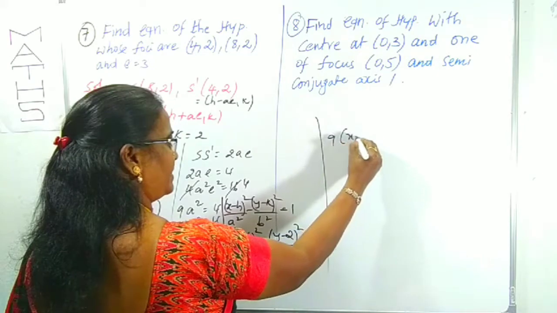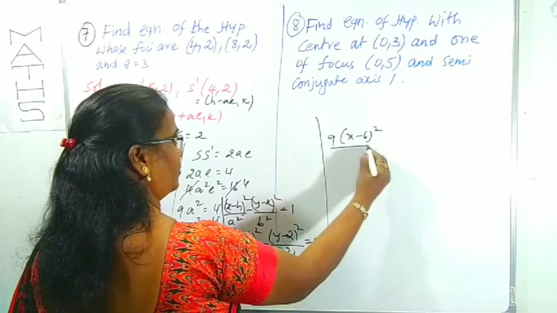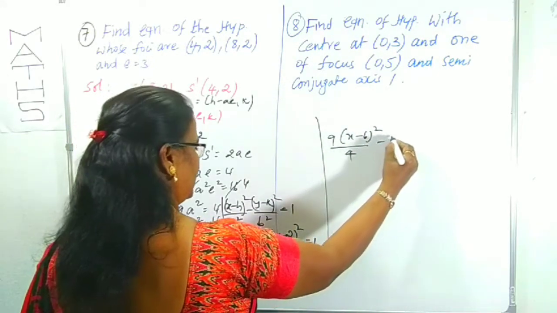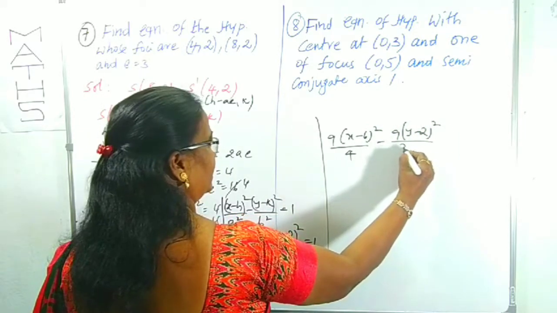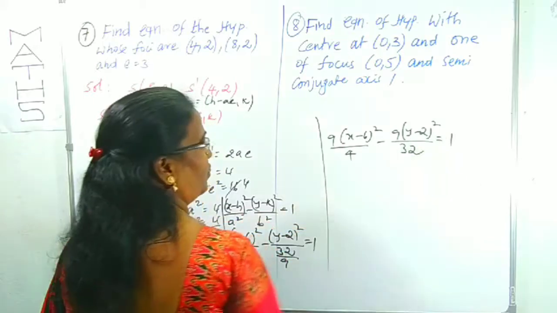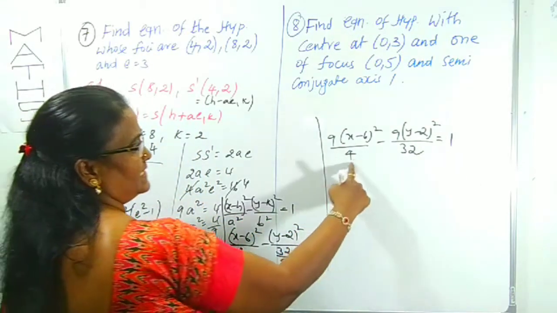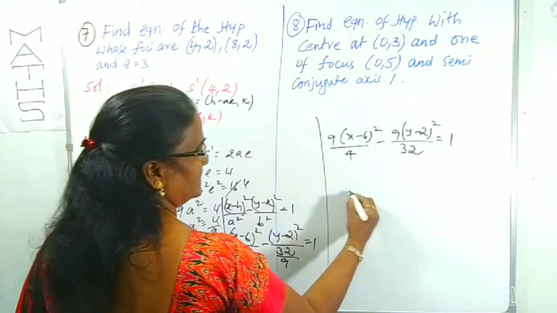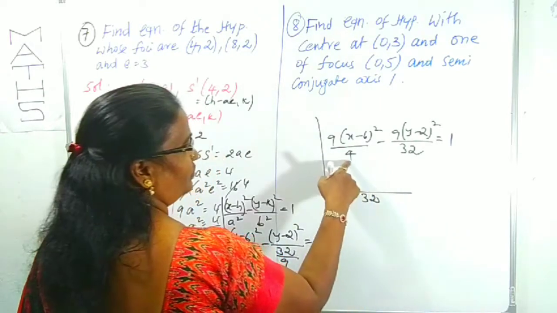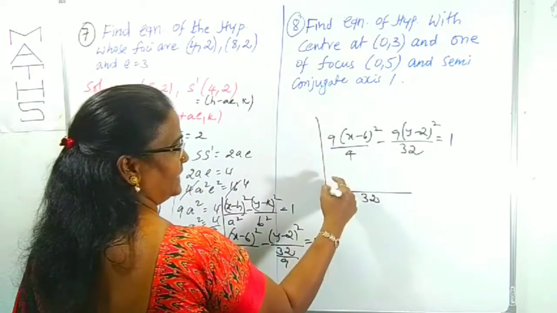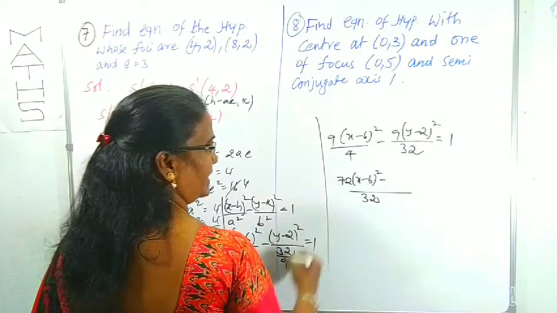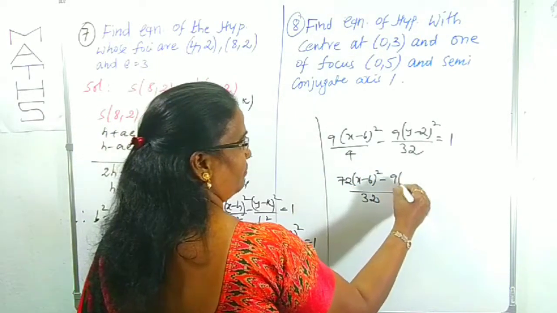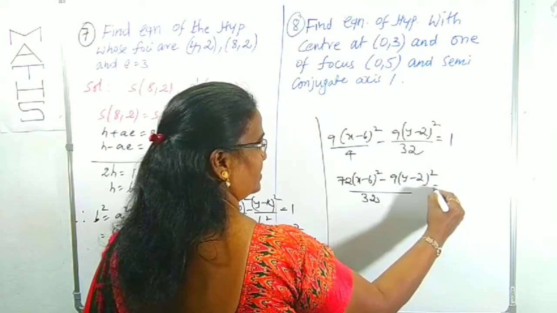9 of (x minus 6) whole square by 4 minus 9 of (y minus 2) whole square by 32 is equal to 1. So what is the LCM here? 32 is the LCM. Now 4 times 8 is 32, 8 times 9 is 72. So 72 of (x minus 6) whole square minus 9 of (y minus 2) whole square is equal to 1.